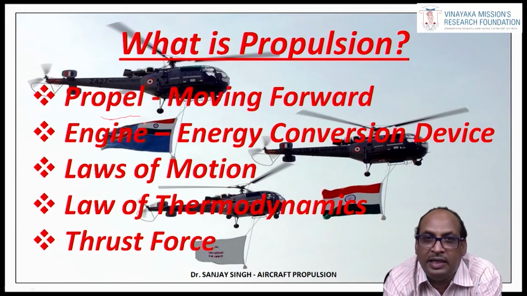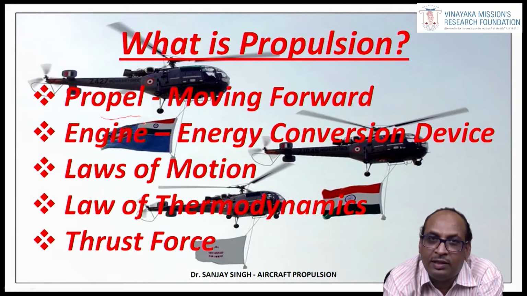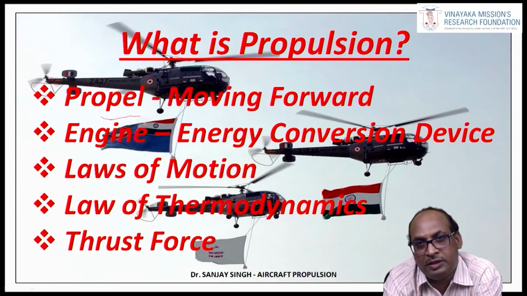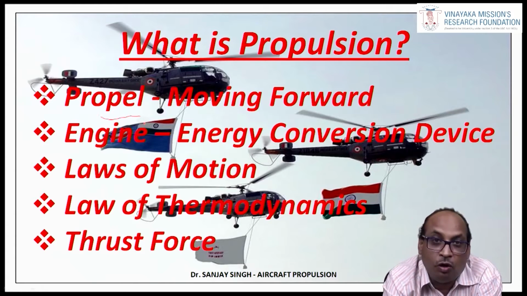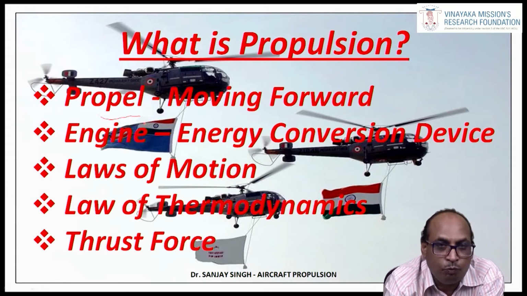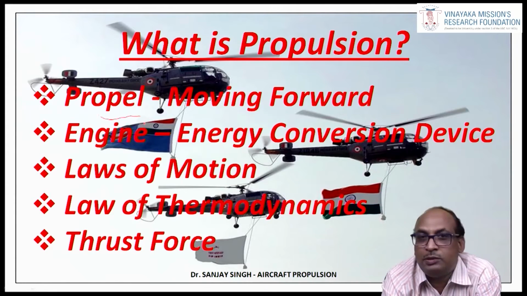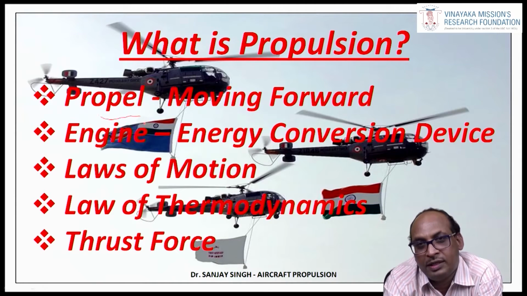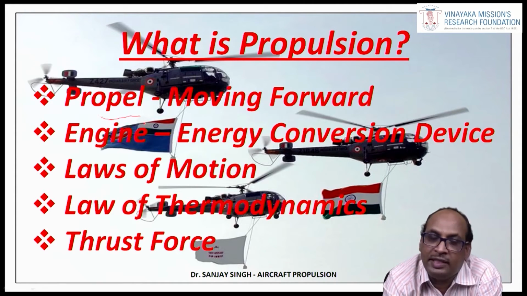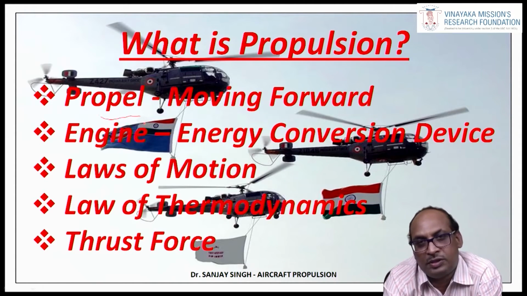So an internal combustion engine has a special feature: combustion is taking place at the same place where power is utilized. Whereas we all know that an external combustion engine is also there. External combustion engine means power is generated somewhere and transferred somewhere else, and the power utilization is taking place at another place.